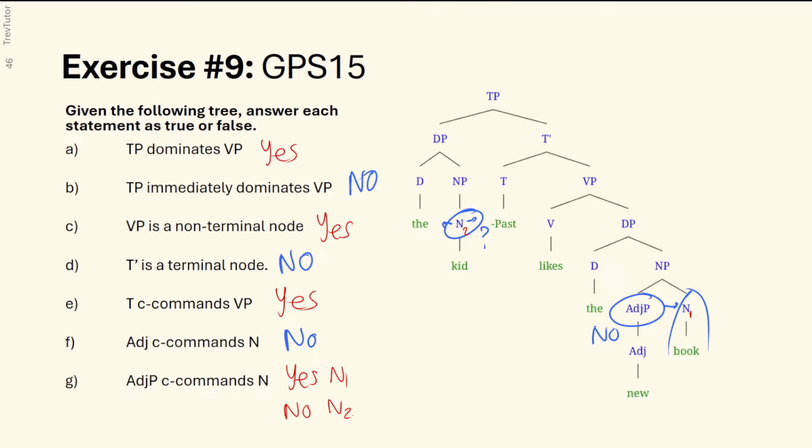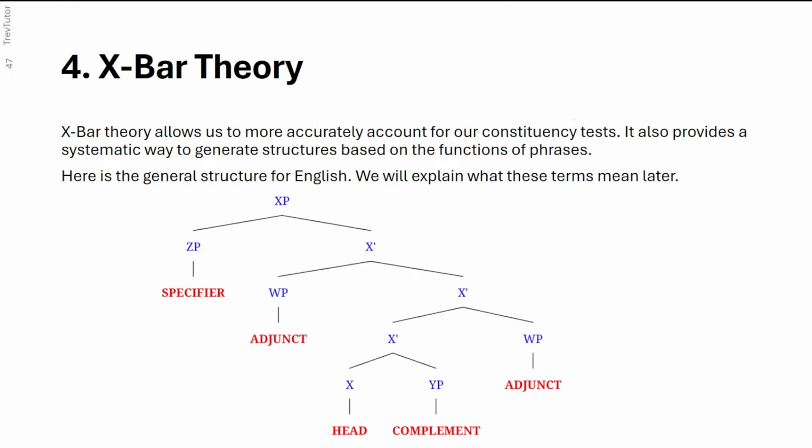So those are some questions about tree terminology and our structural relations. Now we can introduce X-bar theory. X-bar theory is going to let us account for our constituency tests a little bit better than a flat structure. And it's also going to let us generate structures using not necessarily a bunch of different phrase structure rules, but just our general understanding of how the language works and how all these categories combine.